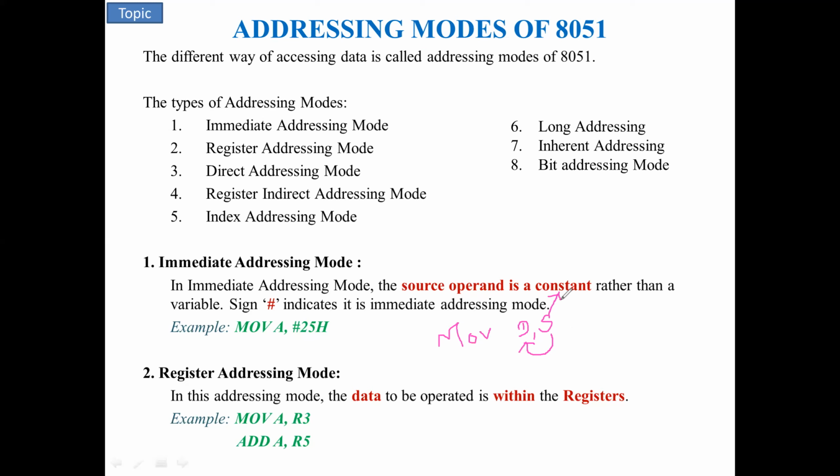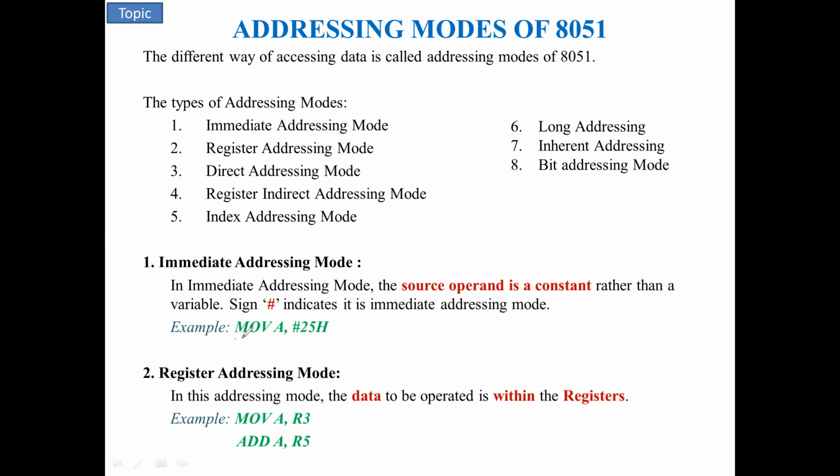That is the data directly available in the instruction. This is the data, not the address. The source operand is a constant, and the hash symbol indicates the immediate addressing mode. These two you must understand.